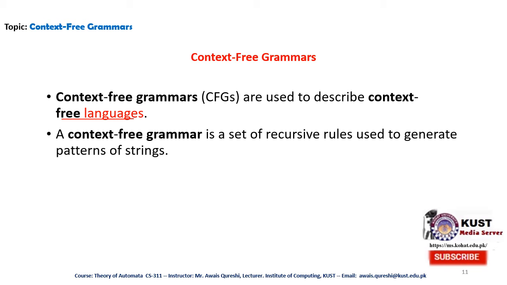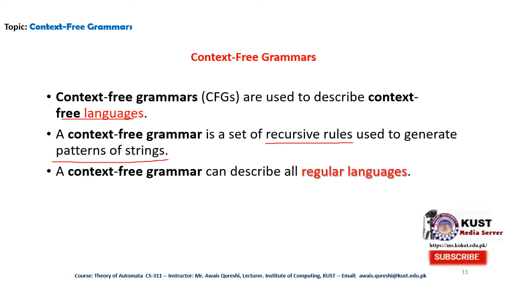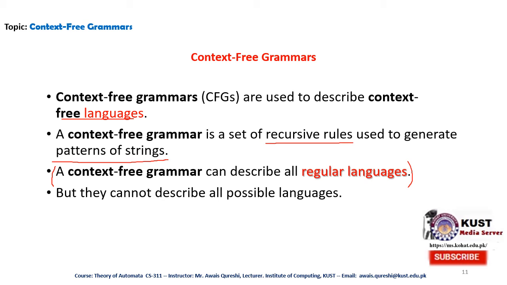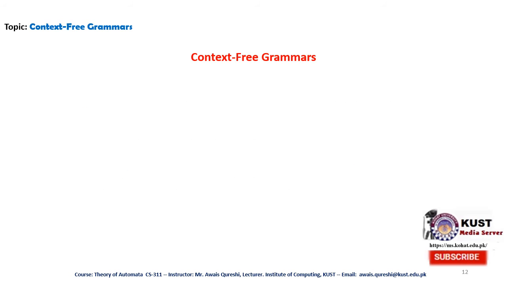A context-free grammar is a set of recursive rules. This means that those rules are recursive in the sense that they are used repetitively in generating more strings. That's why we call them recursive rules. And as I said before, they are used to generate patterns of different strings. And a context-free grammar can describe all regular languages. This is a key point, that CFGs can describe all regular languages, but they cannot describe all possible languages.